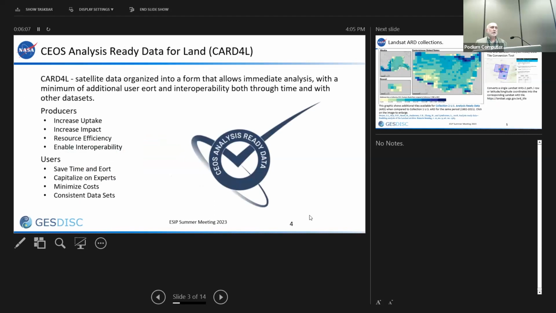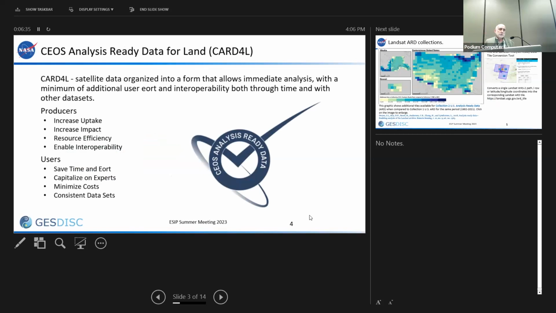An early activity here is something I think you are all familiar with, the CEOS analysis ready data for land, CARD4L. This is some of the material straight from the CEOS website. Once again, it repeats more or less the definition of analytics ready data from the CEOS perspective, and points out that if you're a producer, you'll have increased uptake, and more impact, because more people can use it.